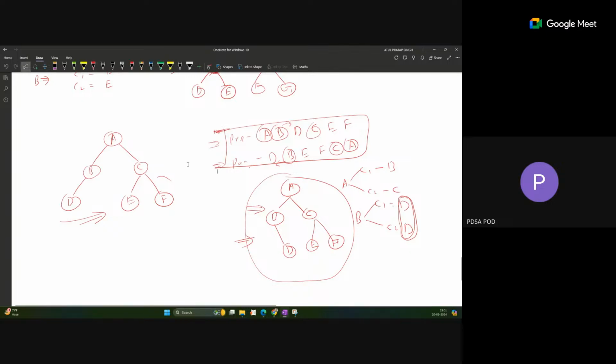Okay. I have a basic doubt. What is the difference between a binary tree and a binary search tree? A binary tree is just nodes with a maximum of 2 children. A binary search tree is also a binary tree, but with a condition: every left node will be smaller than the parent, and the right child will be greater than the parent. That is the only difference.